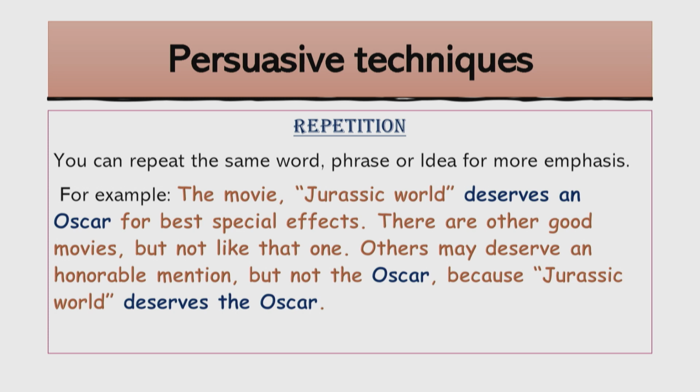Another persuasive technique is repetition. Repeating an idea by rephrasing it can influence the listener to accept it as being true. We can repeat the same word, phrase, or idea for more emphasis. For example, the movie Jurassic World deserves an Oscar for Best Special Effects. There are other good movies, but not like that one. Others may deserve an honorable mention, but not the Oscar, because Jurassic World deserves the Oscar.